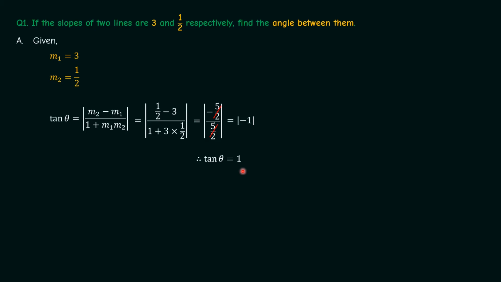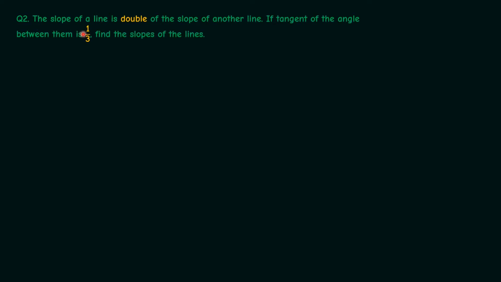And at what angle is the tan equal to 1? It is 45 degrees, right? So therefore, theta is equal to 45 degrees. The slope of a line is double the slope of another line. If the tangent of the angle between them is 1 by 3, find the slopes of the lines.